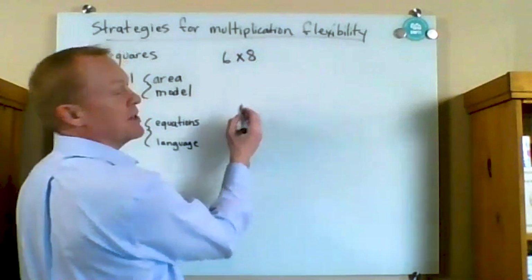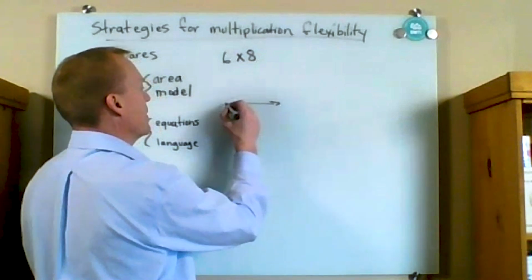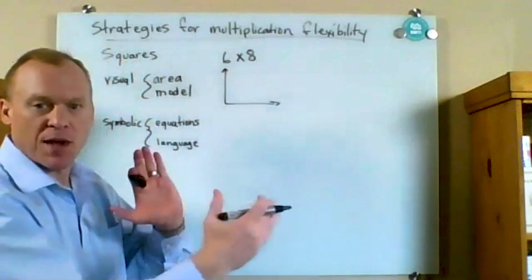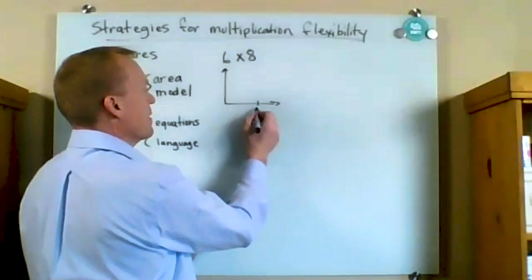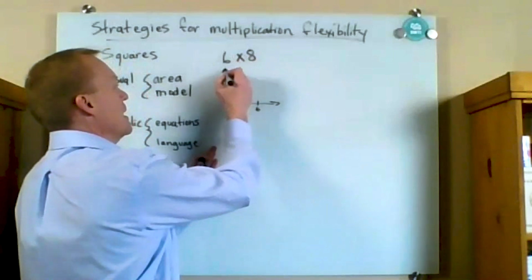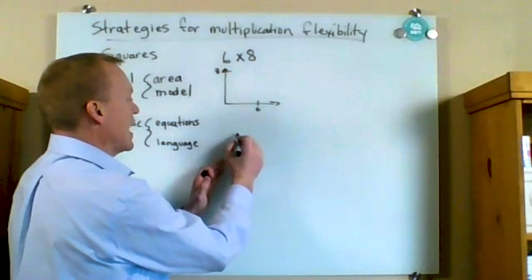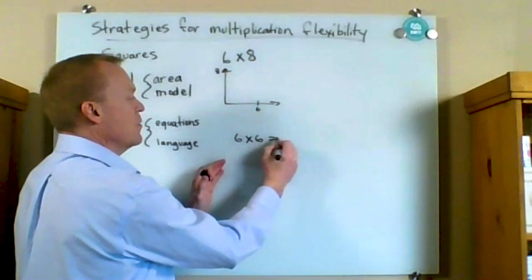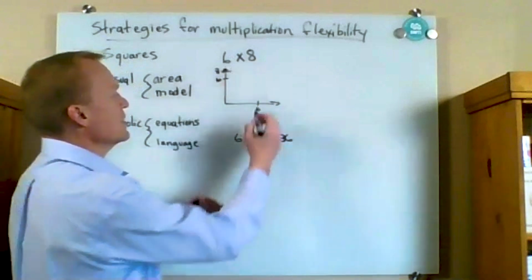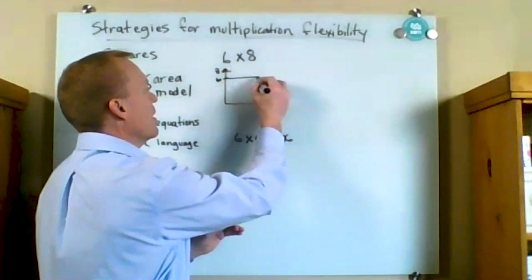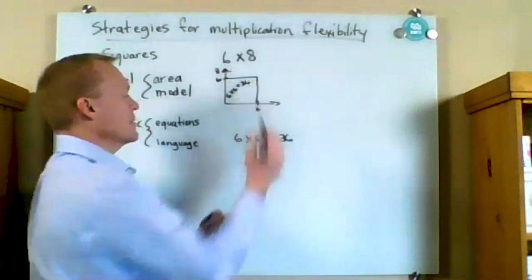As a former algebra teacher, I'm going to look at it from like an XY coordinate system. So I tend to think of an area model with X and Y. I'm thinking of this as a 6 here, and then I'm going to go up 8. Symbolically, I'm going to say, I know 6 times 6 equals 36. Here, I'm not going to use the full 8, I'm only going to use 6. And then I see my square there. 6 times 6 is equal to 36.